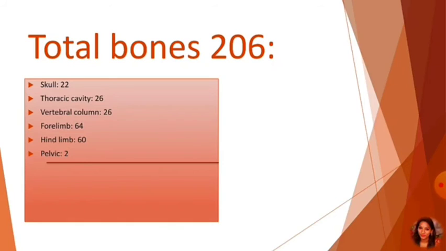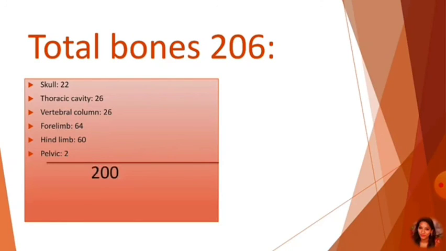So this is how our total bones should be 206. So let us calculate. Skull 22, thoracic cavity 26, vertebral column also 26. The forelimb consists of 64 bones, hind limb consists of 60 bones and pelvis 2. So the total will be 200.